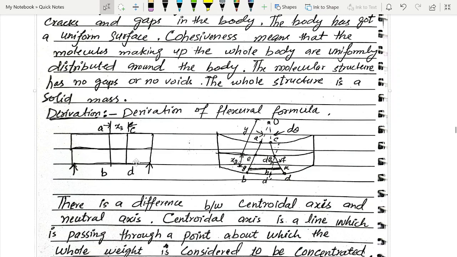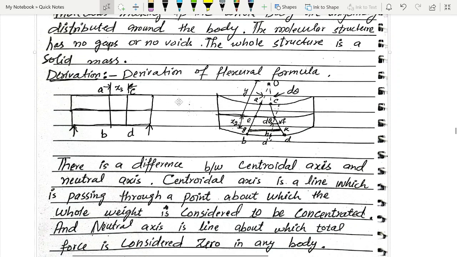Here we have assumed a beam. So how can we derive the flexure formula using engineer's beam theory? Let's assume that the beam is now loaded. This is before deformation and this is after deformation when load is applied. So when load is applied, the beam bends like that.